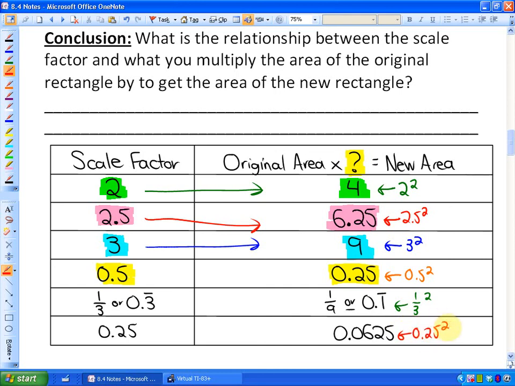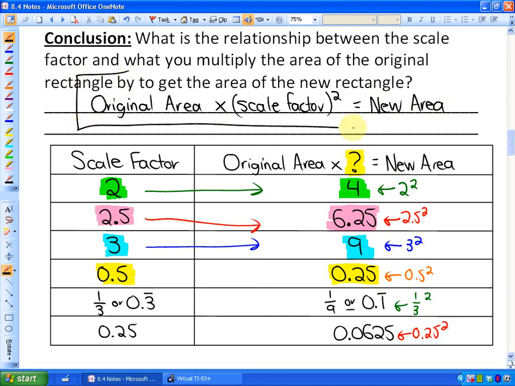Okay, so in conclusion, what's the relationship between the scale factor and what you multiply the area of the original rectangle by to get the area of the new rectangle? Here's the relationship. To get the area of the new rectangle, you do the original area times the scale factor squared to get the new area. That's the most important conclusion. Okay? And we'll apply that in the next couple of lessons.